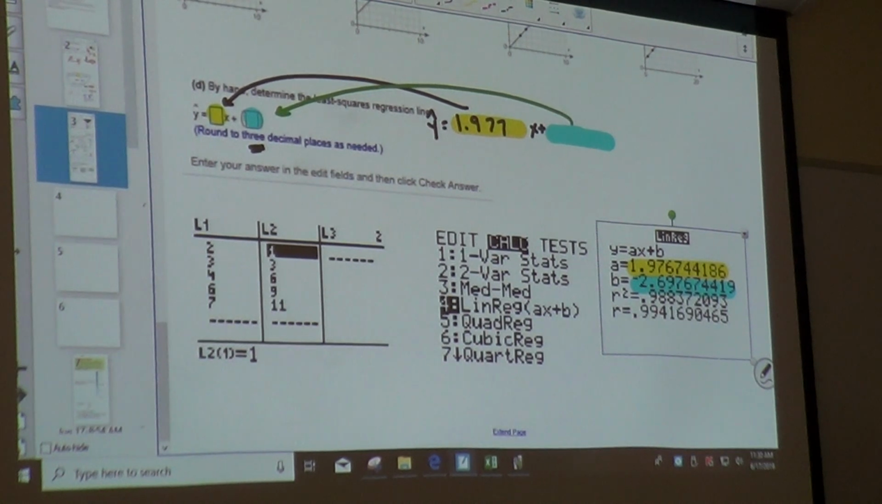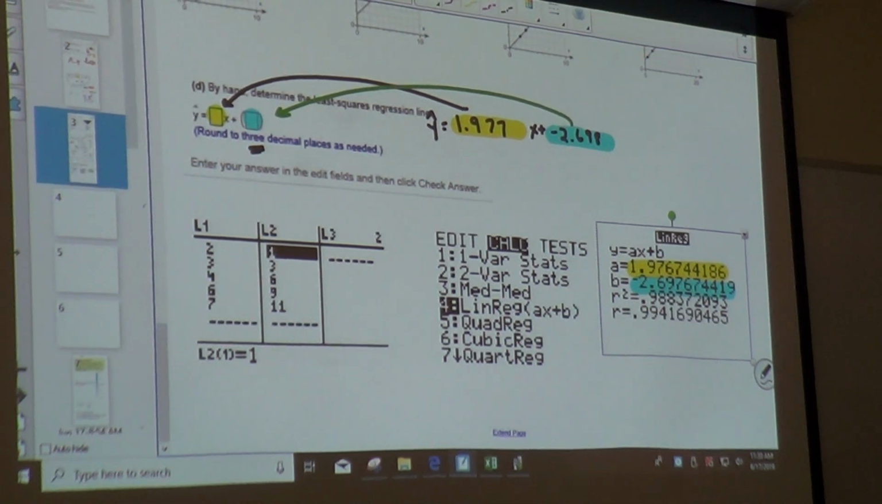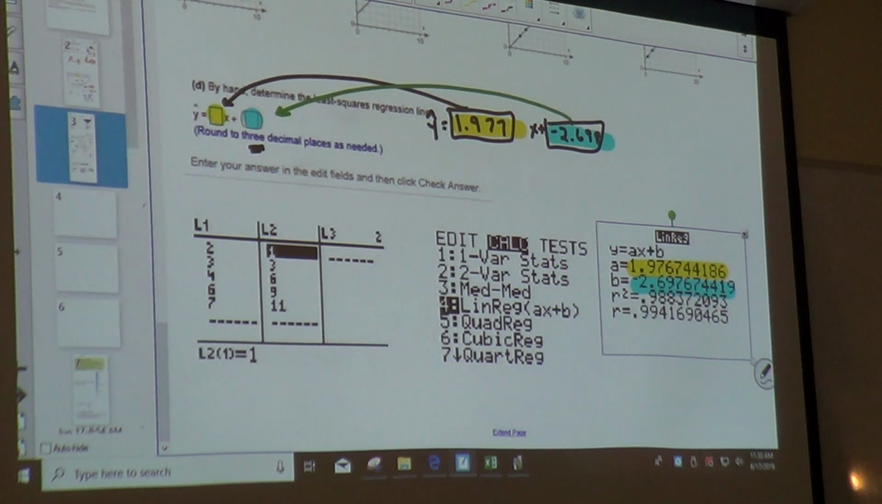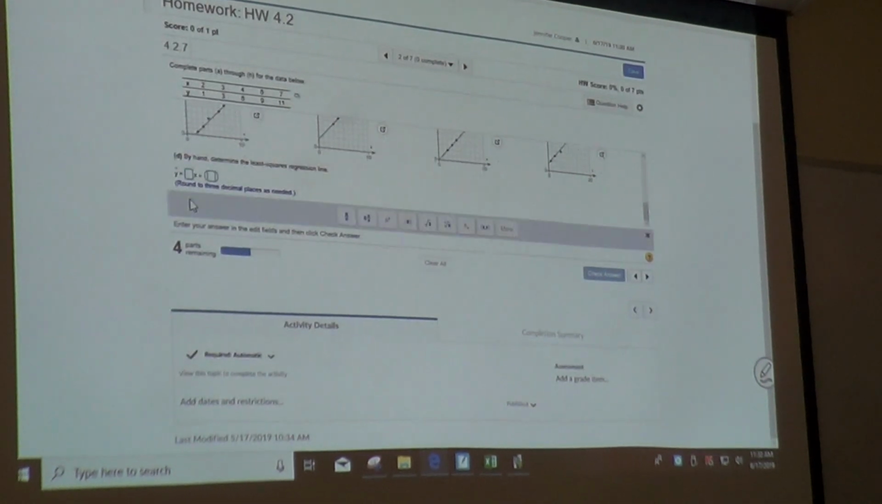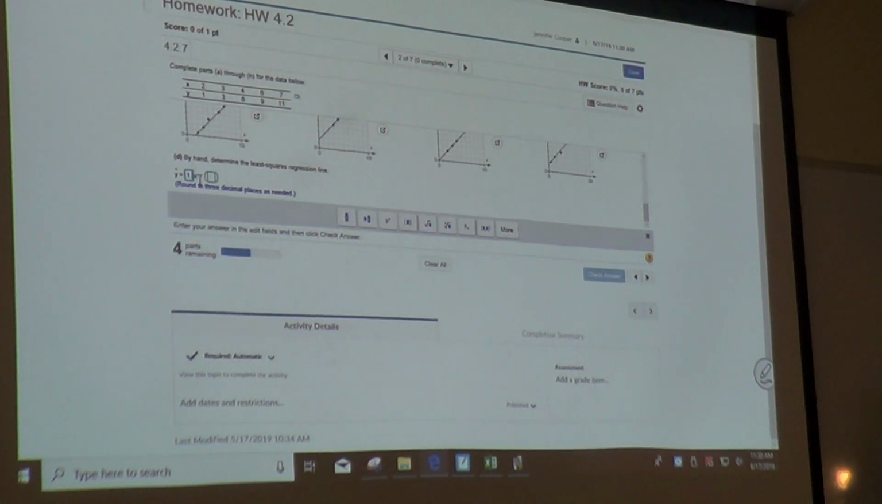What am I going to put in the other spot? Negative 2.698. So that's going to be in the first box. This is going to be in the second box. We good? 1.977, negative 2.698. Was that right?